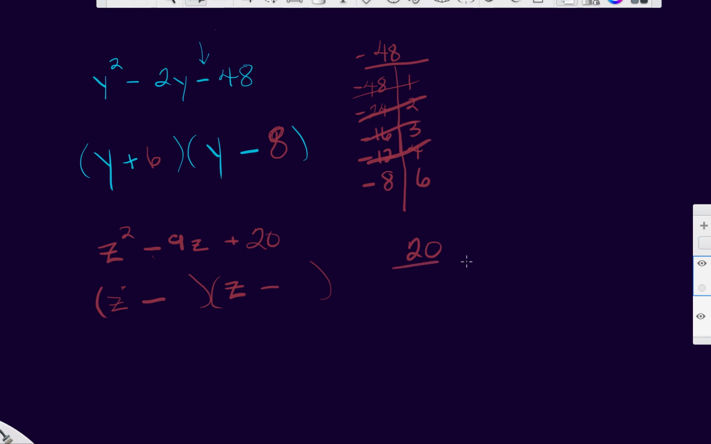You already know it, I'm sure. I'm going to write them down. 20 and 1, no, they don't add up to 9. 10 and 2, nope, not 3, but 5 and 4. 5 and 4 add up to 9, you bet. Negative 5 times negative 4 is positive 20. Negative 5 plus negative 4 is negative 9. And that's really all there is with factoring.